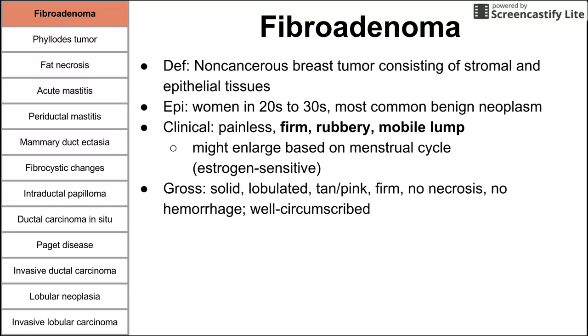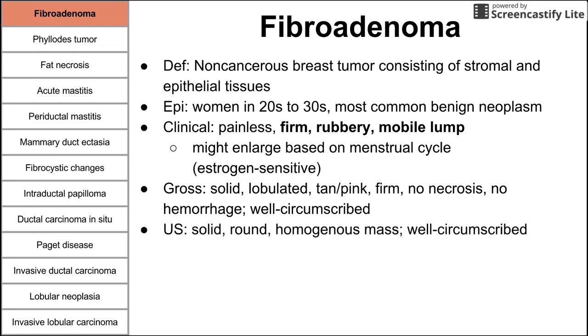Grossly, on pathology, you see a solid lobulated mass that is tan and pink in color and is firm with no necrosis. There should be no hemorrhage, and this mass should be well circumscribed. On ultrasound, you could see a solid, round, homogeneous mass that's also well circumscribed. You'll see a picture of that in a second.